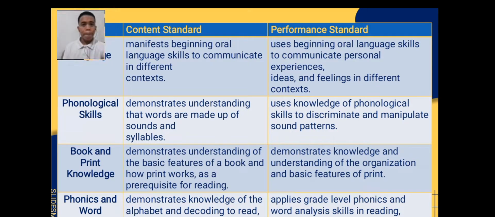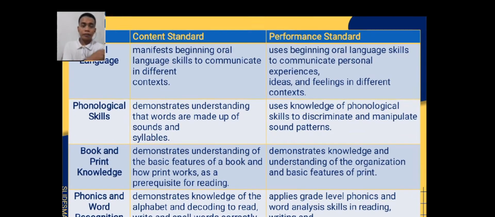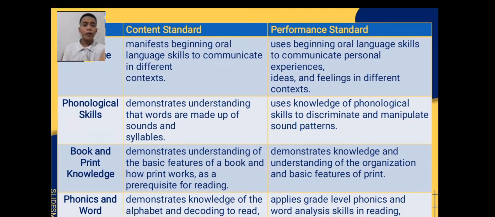So, ito po yun. Domain, content standard, performance standard. Ano po? So, puntahan po natin yung oral language. Sa oral language po, sa content standard niya, sinasabi na manifest beginning language to communicate in different context. So, ibig sabihin po niyan, child can easily communicate and understand the context using vocal tract.